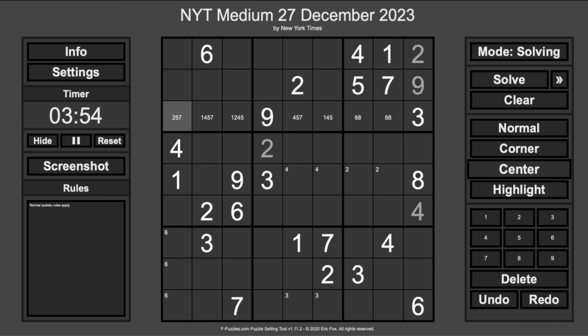Okay, in row 2, I have 2, 5, 7, 9. I need 1, 3, 4, 6, 8, of which that cell can be anything. This is not 3. That's not 6. 4, 6, 8. Okay, and this can't be 6 either.